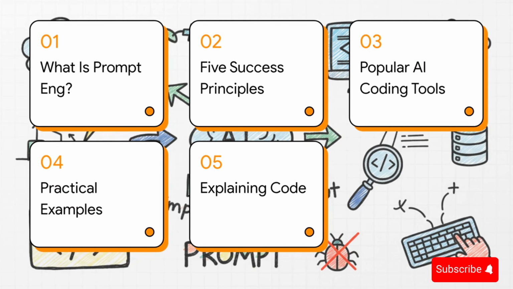Okay, let's dive into this. Here is our roadmap. First, what is prompt engineering? Second, five principles for success. Third, popular AI coding tools. Fourth, practical prompting examples. And fifth, explaining generated code. Let's get right to it.